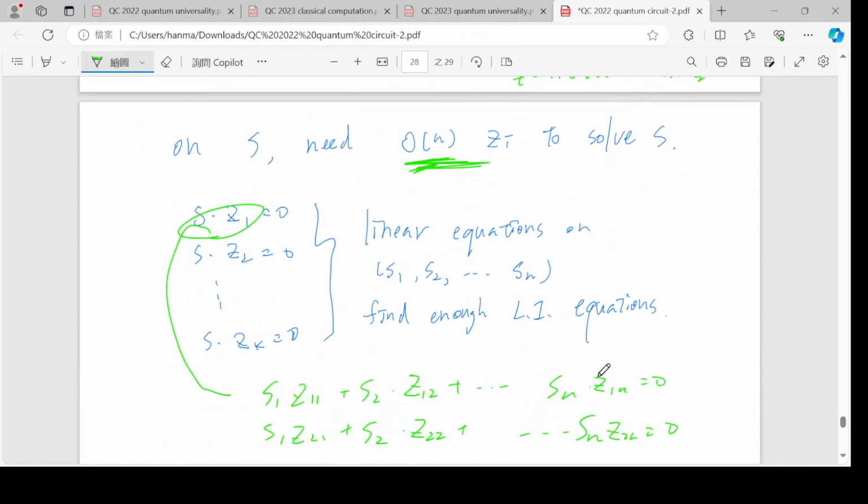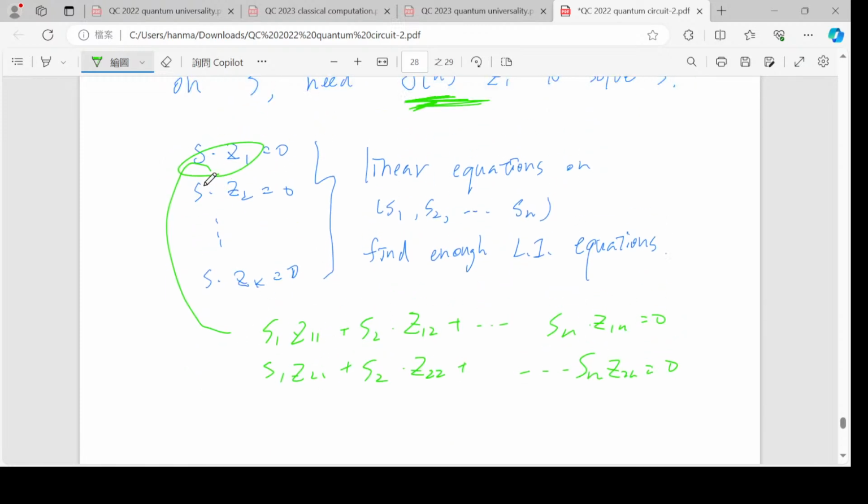Now in a little more detail, you can think about how you solve for S when you get a whole bunch of z. Really this is a linear system of equations. So you have S dot z1 equals 0, S dot z2 equals 0, up to S dot zk equals 0. Writing this out bit by bit, you have S1 z11 plus S2 z12 plus up to Sn z1n equals 0. Everything is plus here, but we can treat everything as a calculation in the field mod 2.